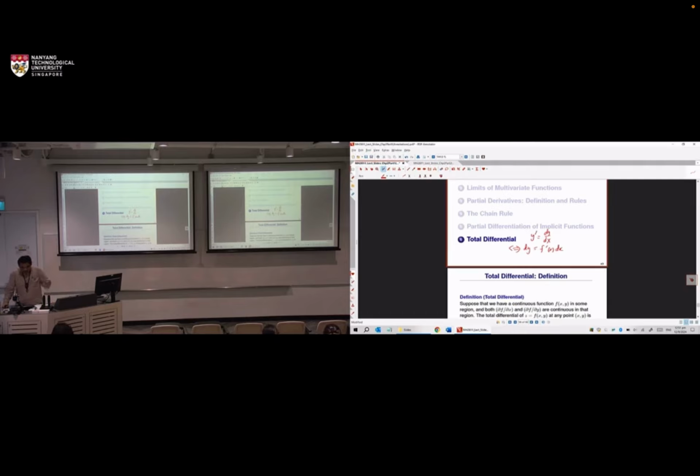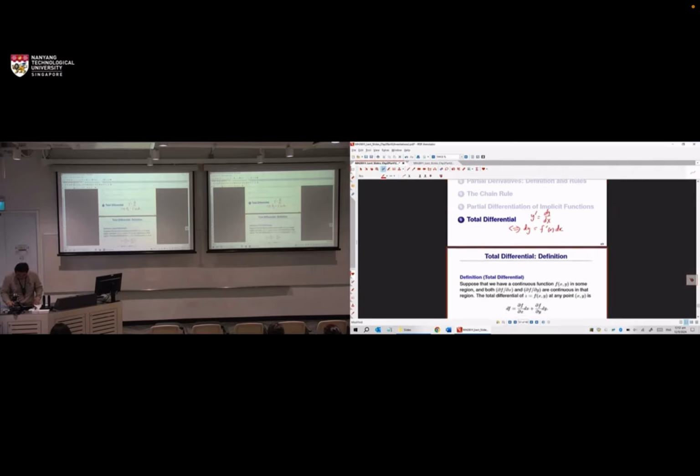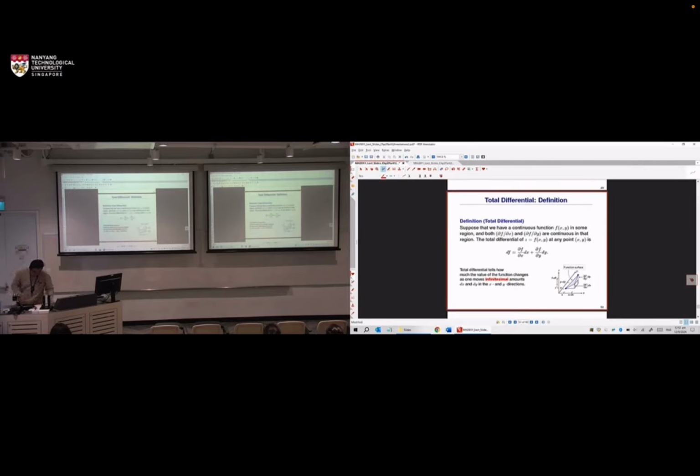So this is an approximation for a small change. In the single variable world, you move a small dx. What is the corresponding change in y? It will be your f prime times your dx. I think they must have done a good job in single variable because this is the key concept in single variable calculus. Now I want to extend this to the multivariable world.